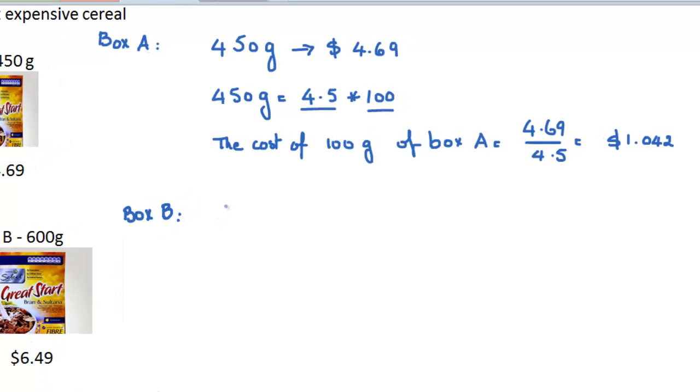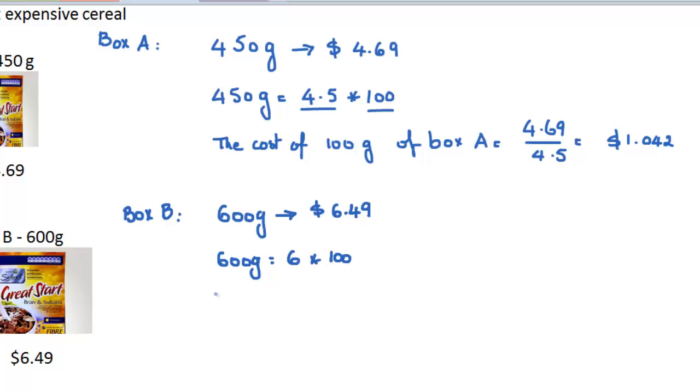Again, I have 600 gram. The cost is $6.49. That means if I break the 600 gram, that means equal to 6 times 100 gram.